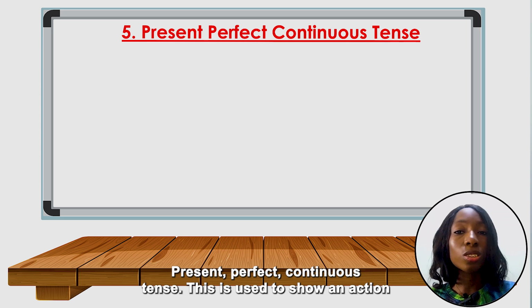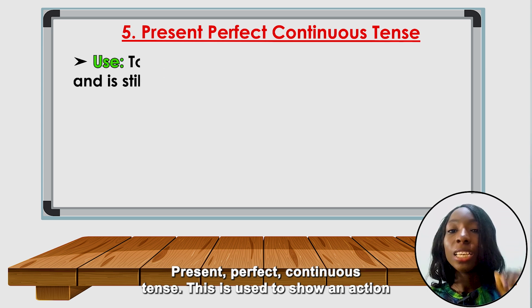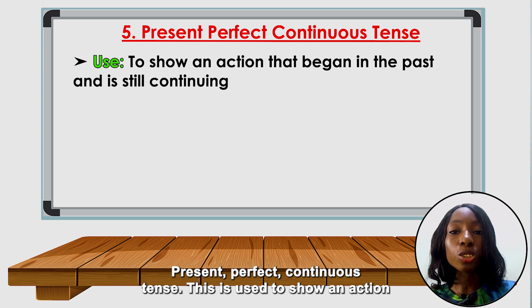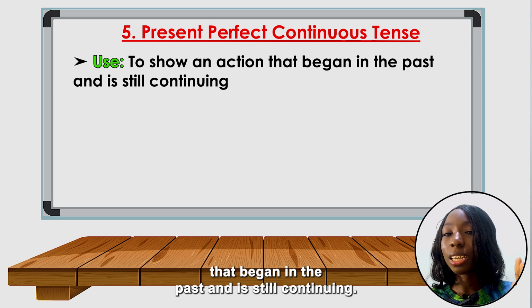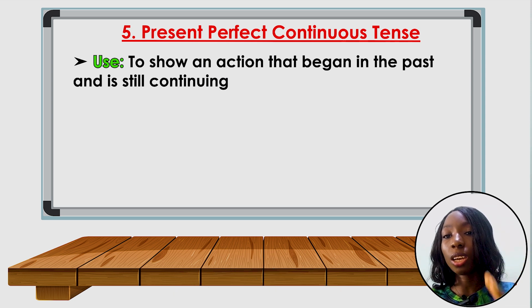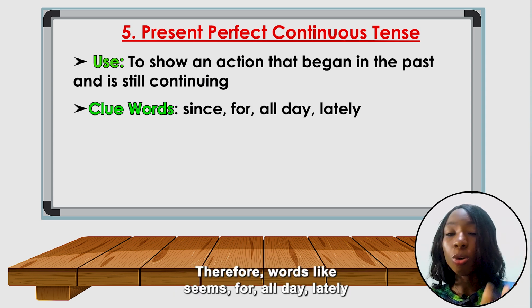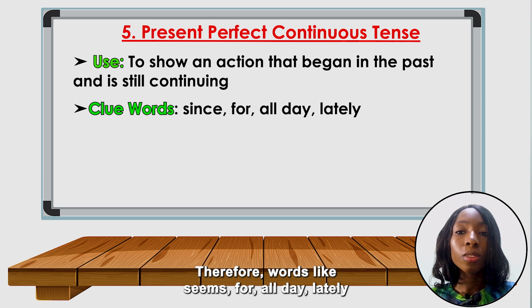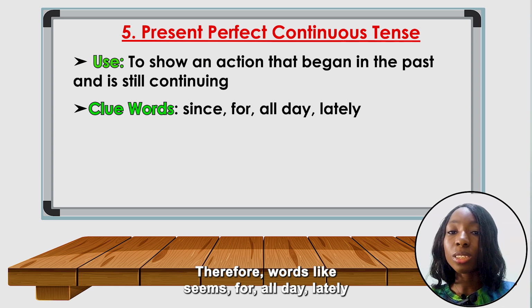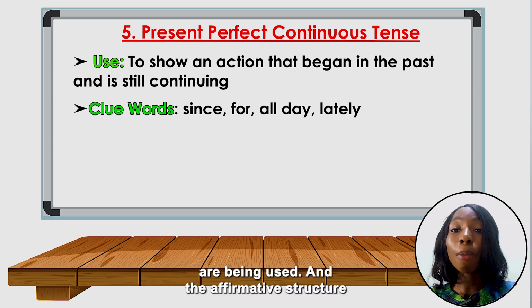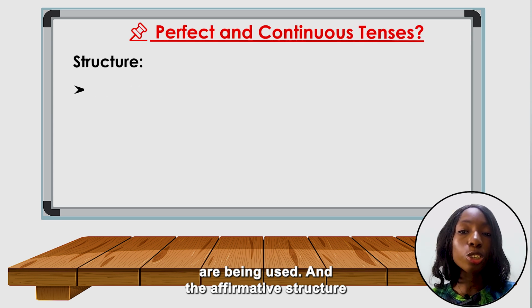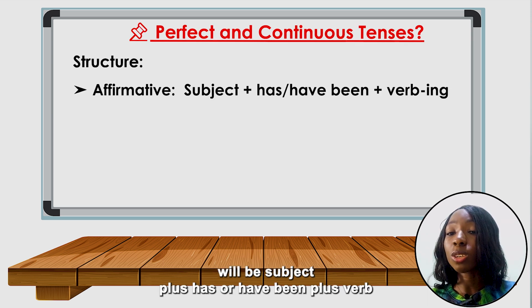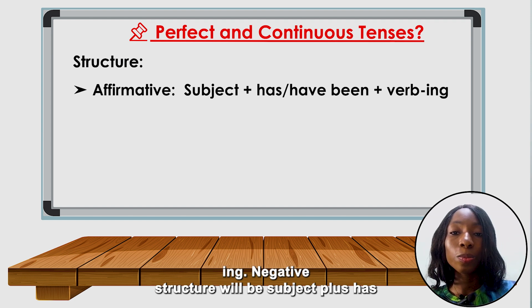Present perfect continuous tense. This is used to show an action that began in the past and is still continuing. Therefore, words like since, for, all day, lately are being used. And the affirmative structure will be subject plus has or have been plus verb ing.